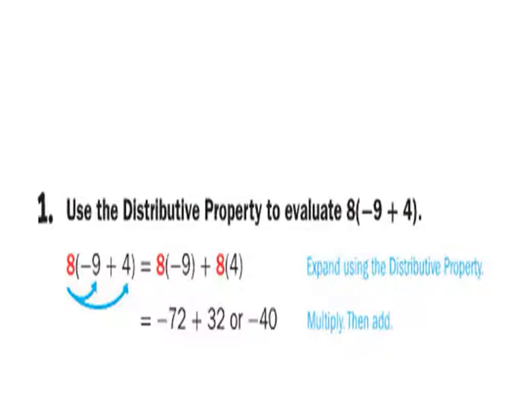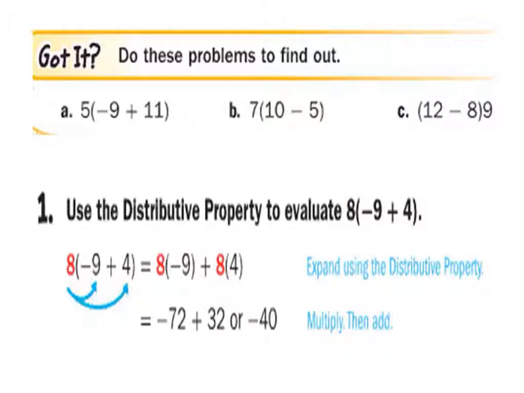All right, so once again, you guys can use the distributive property here if you want, but it's not really necessary, right? I could just do negative 9 plus 4 and then multiply it by the 8, which is negative 4. Try A, B, and C. All right, what's the answer for A? Kinsey. 15. Negative 45 plus 10. What? 10. Negative 45 plus 55, which equals 10. Very good.